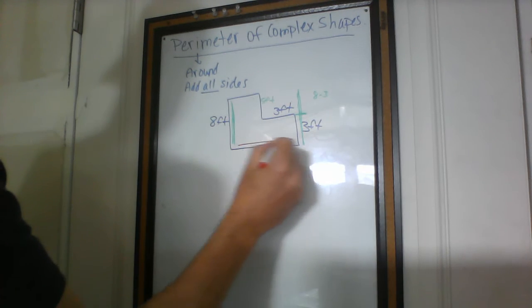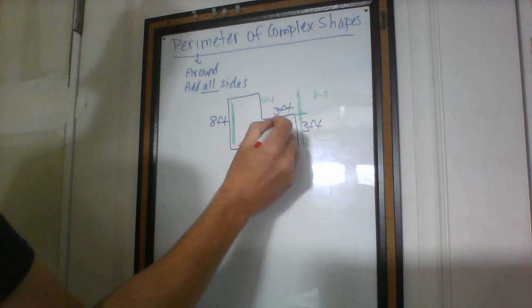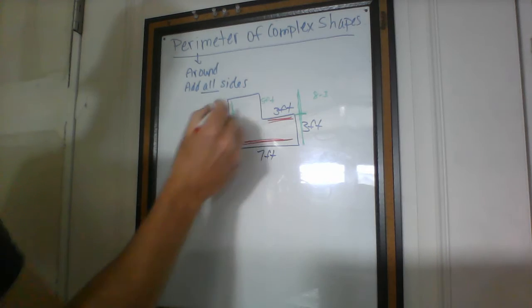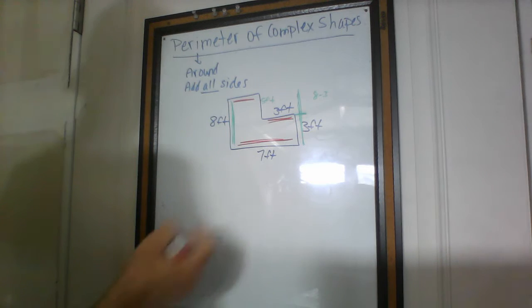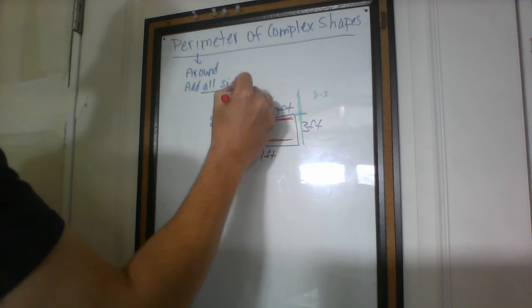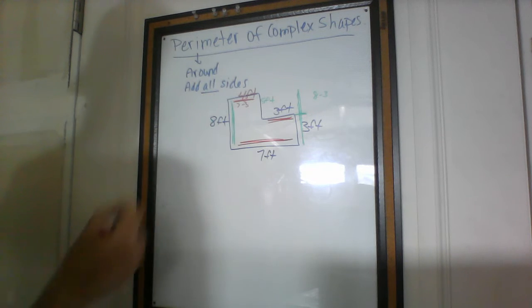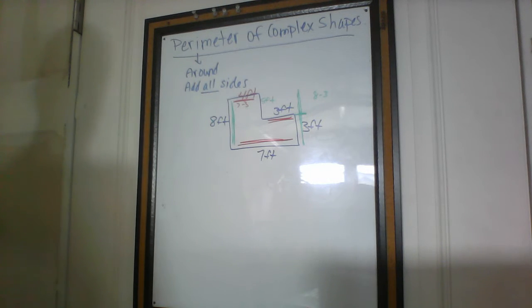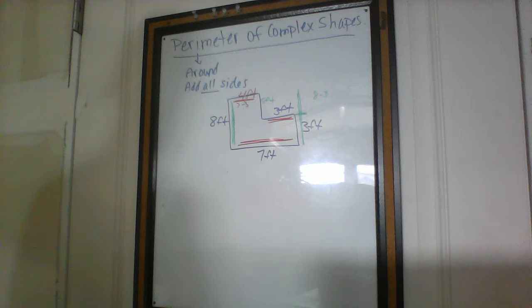Okay, we're going to do the exact same thing for the lines going horizontal. We know that coming across, we have 7 feet. We've used 3 feet. What's left? 7 minus 3, and we know that this one is 4 feet. Okay, so that's how this breaks down.